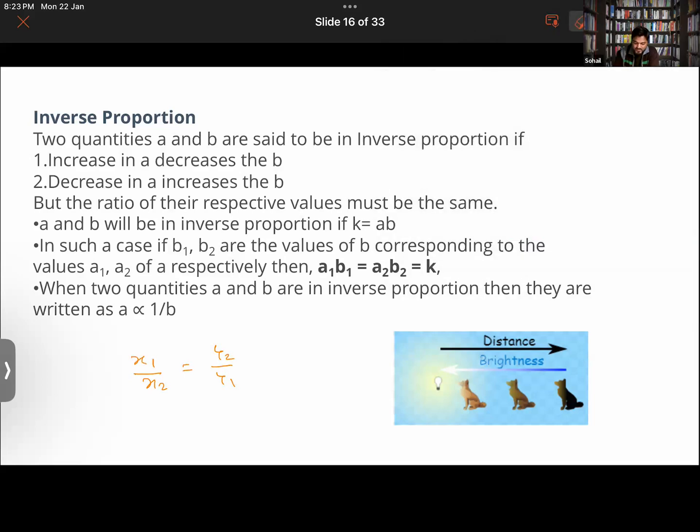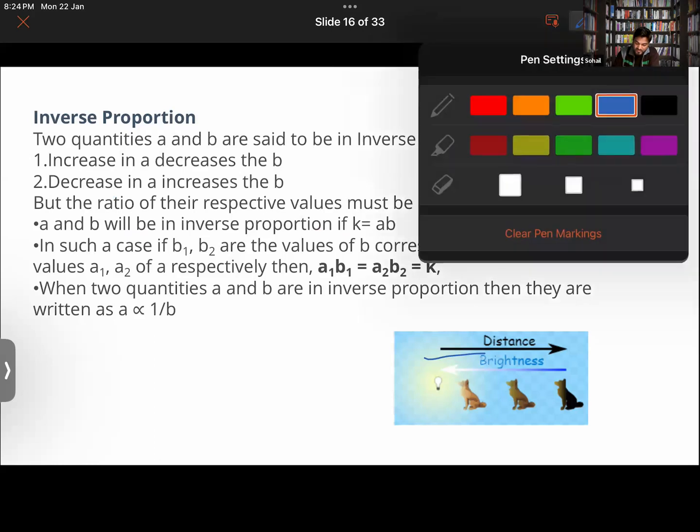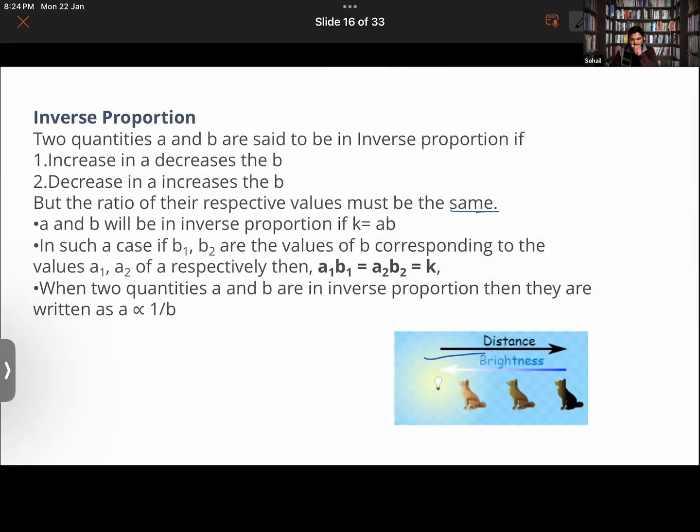Okay, now let's start from the beginning, otherwise others will be getting confused, those who haven't studied the chapter yet. So we said that when one increases and that leads to a decrease in another quantity, that is called inverse proportion, right? But the ratio of the respective values has to be the same. Let's understand how.